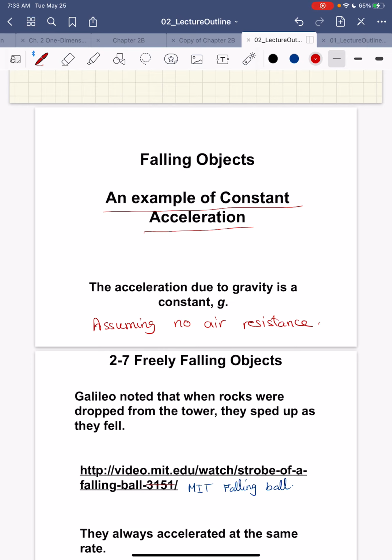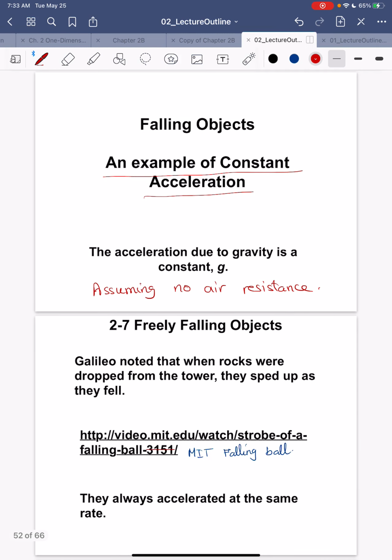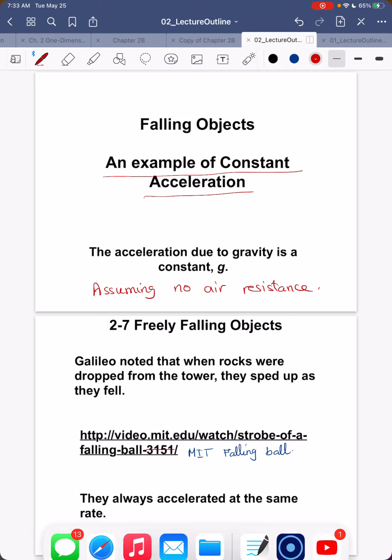It was first maybe proven by Galileo that when rocks were dropped from the tower, they sped up as they fell, and we can actually verify this, and they will accelerate at the same rate. I will show you here two videos to talk about this idea.